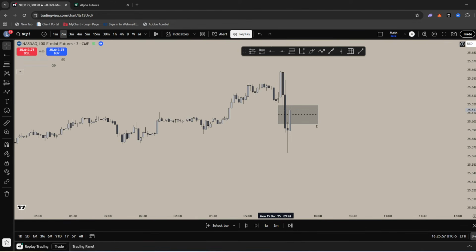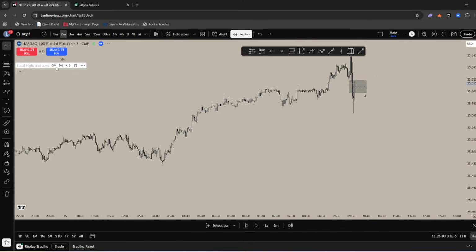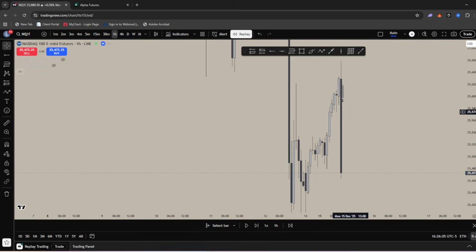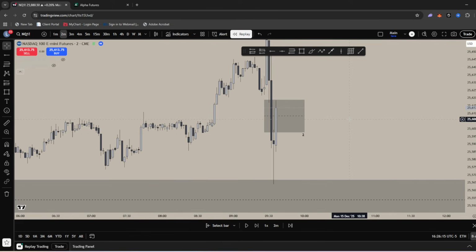So I'm looking for an entry confirmation, again, displacement, inversion, whatever, in order to take shorts to look to target down to at least this 1 hour gap. So let me mark this 1 hour gap out right here, and then potentially lower down to London, Asia, whatever, right? So pretty much price pulls back.